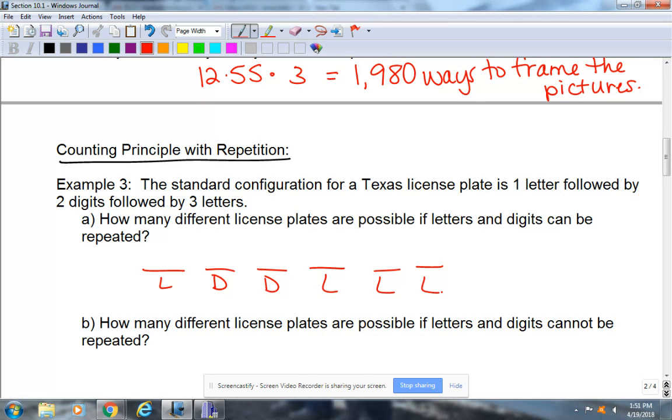Now, how many letters are in the alphabet? You don't know that there's 26 letters in the alphabet. You need to memorize that. Okay? 26.